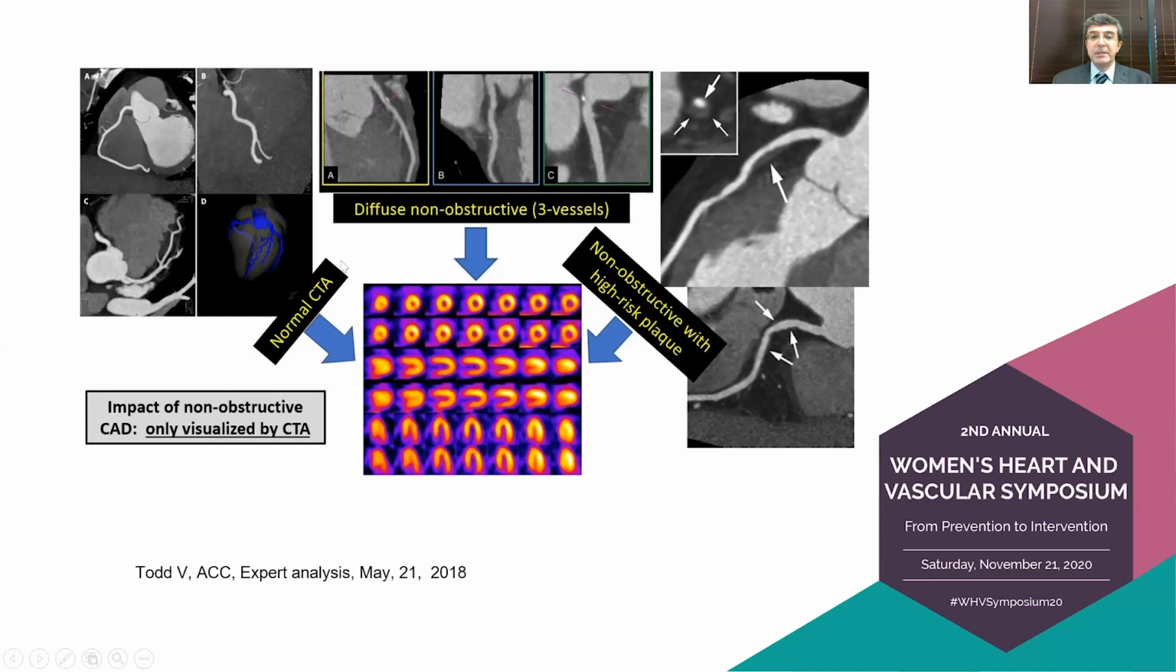However, you will not get this information from a normal stress test, such as SPECT or PET, or a stress echo or a stress MRI. So this is what makes cardiac CTA different from other modalities of stress testing.